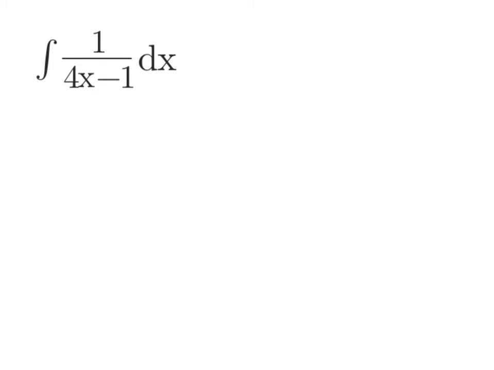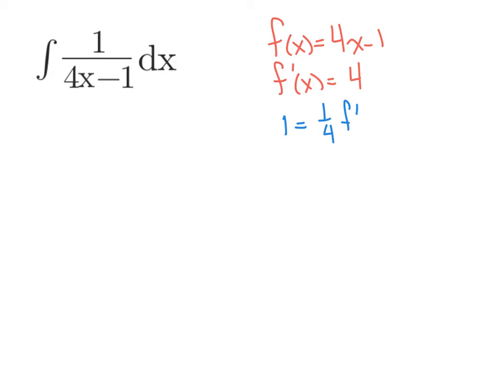So if we have the integral of 1 over 4x minus 1 dx, we think about f of x being our denominator, 4x minus 1. Check out its derivative, which would be just 4. That is not what our numerator is. Our numerator is 1, which would be 1/4 of that f prime. So our answer is going to be 1/4 of the natural log of our denominator.